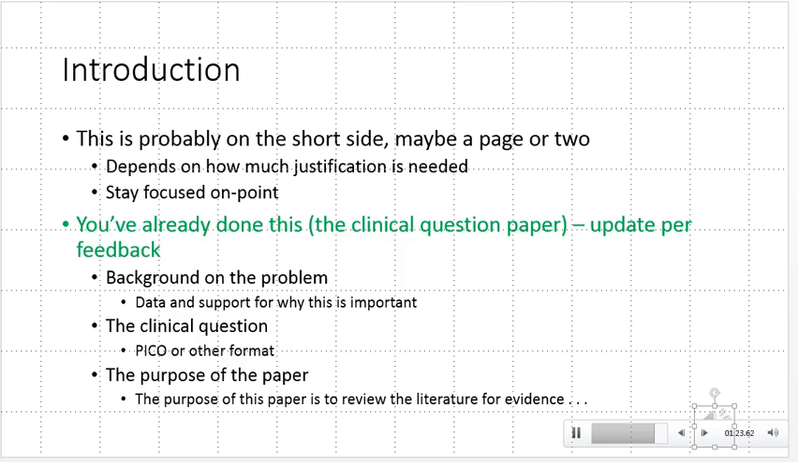This can be confused easily with the clinical question. The clinical question is why you're writing the paper, but the purpose of the paper is to review the literature for evidence that's related to the clinical question. It's very important to put in a statement that says that.